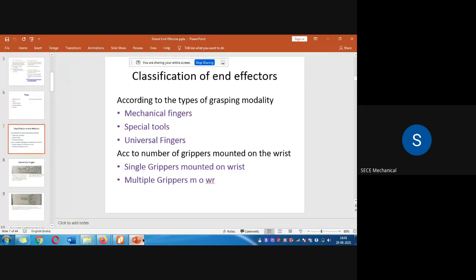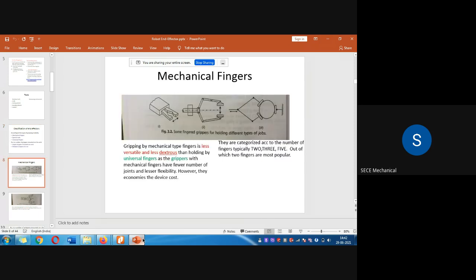the first type of classification is according to the type of grasping modality. So this is called a mechanical finger type, mechanical fingers, and special tools, called universal fingers. And according to the number of grippers, it is single gripper and multiple gripper. So the first one is called a mechanical finger. Generally this type of mechanical finger is mostly for the pivot point. Pivot point means actuating here starts a pivot point. This can be a single pivot point or multiple pivot points.